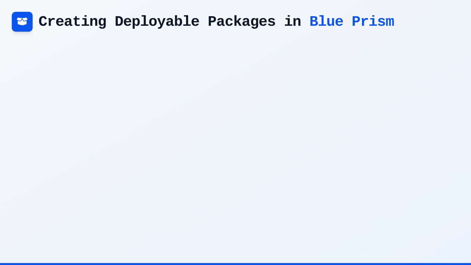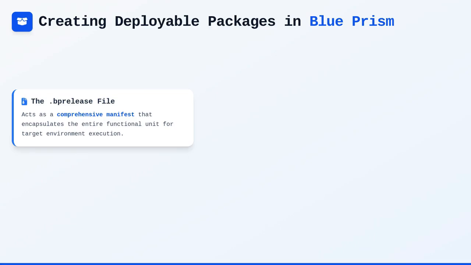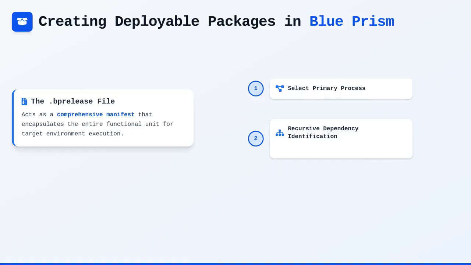When we approach the creation of a deployable package in Blue Prism, the objective is to encapsulate the entire functional unit of an automation into a standalone B-release file. This file acts as a manifest that tells the target environment exactly which components are required for the solution to execute successfully. We start by selecting the primary process, but the critical work lies in the recursive identification of dependencies.